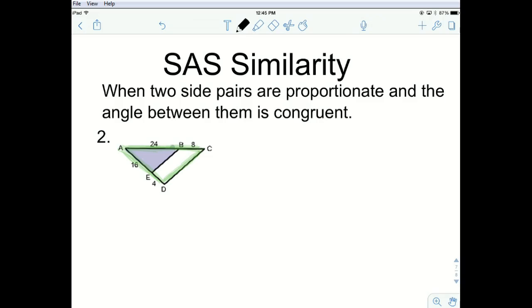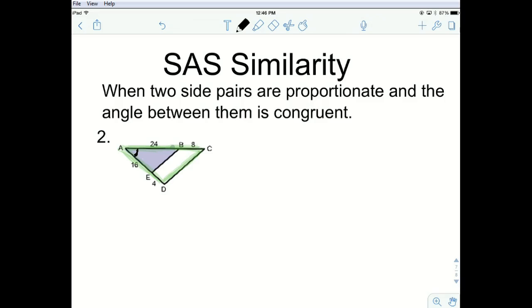The first thing I look for is always my angle. So I've got an angle here. I know that angle A in the blue triangle is going to be congruent to angle A in the green triangle. Okay, I know that those two things are the same. They're the same angle. All right, so that's our angle.